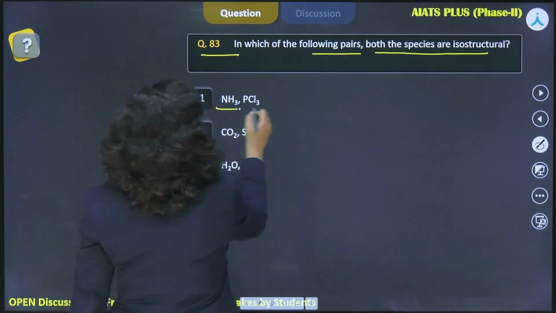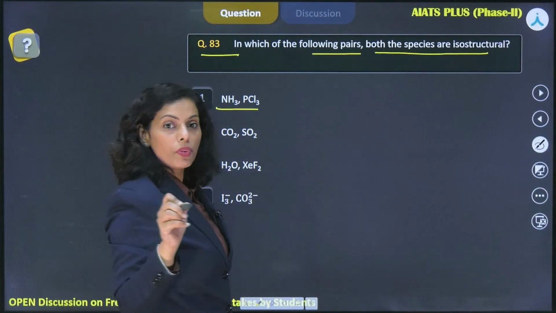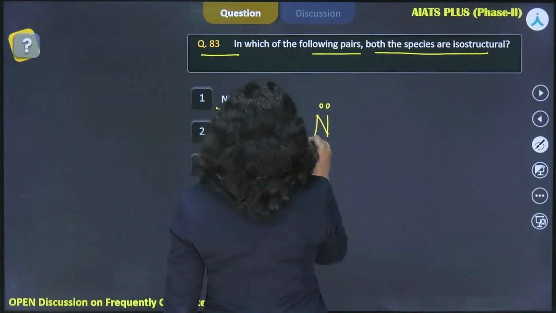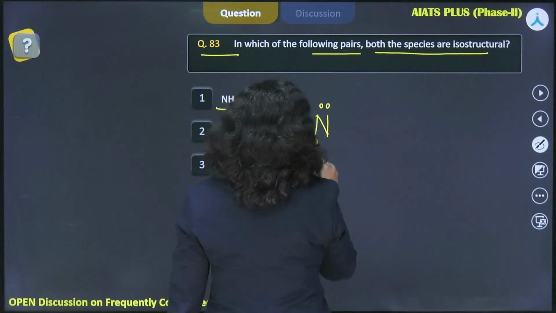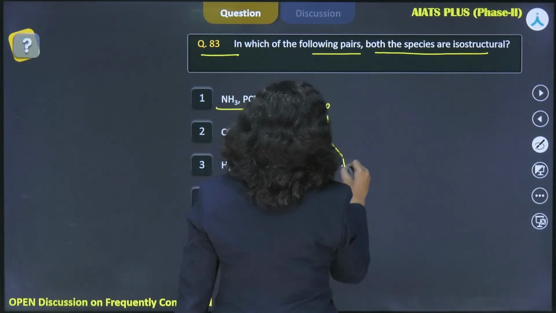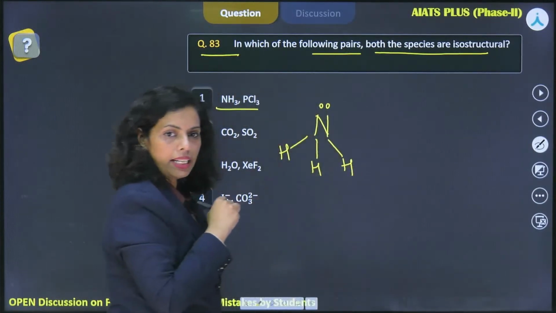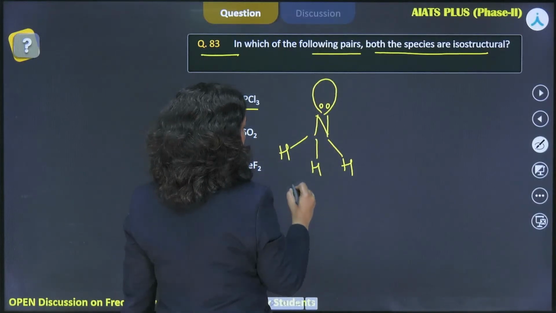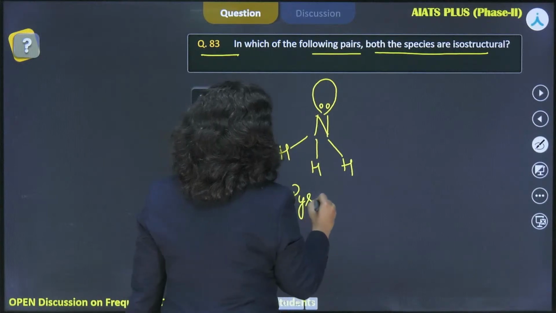So we have ammonia and PCl3. In ammonia, the central atom has a lone pair, and 3 hydrogen atoms are bonded with it. sp3 is the hybridization, right? And pyramidal is the shape. One lone pair is here. So this is the pyramidal shape, trigonal pyramidal you can say.